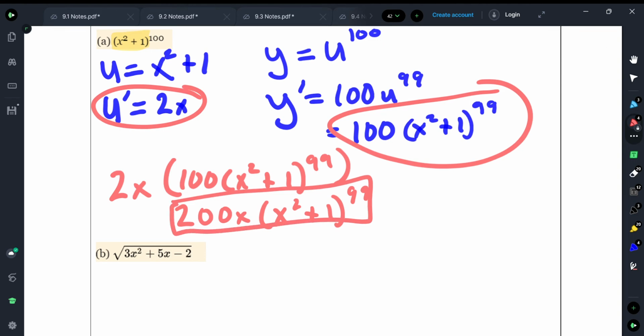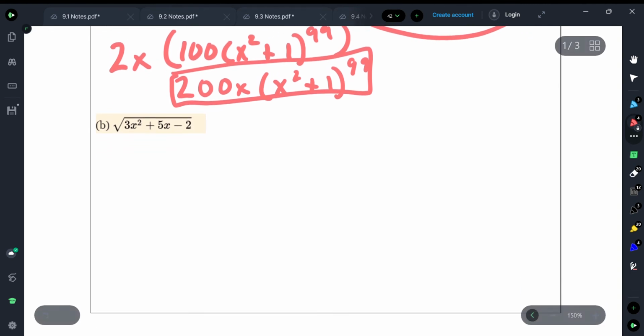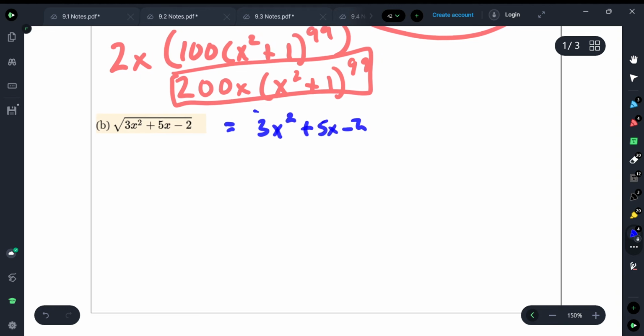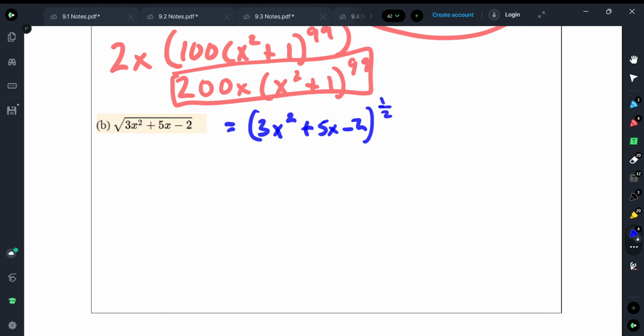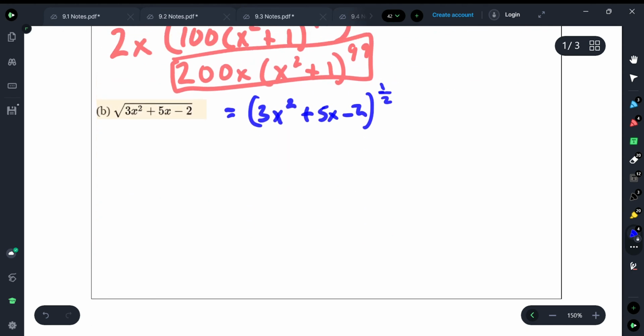So what did we do? We took the derivative of the inside times the derivative of the outside function. So you always want to separate it into two. All right, cool. So I'm just going to rewrite this here as this quantity, but raised to the 1/2 power, right? Because we talked about the square root being the 1/2 power. All right, so now it's like the first one, pretty straightforward.